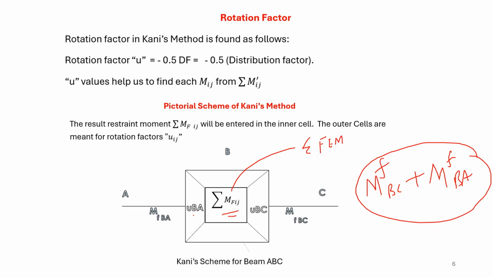Then here you have rotation contribution factor UBA and UBC. Okay, so this is fixed end moment and this is fixed end moment. This is the Kani scheme. Now inside cell you have to enter the total fixed end moment, summation of all fixed end moments.